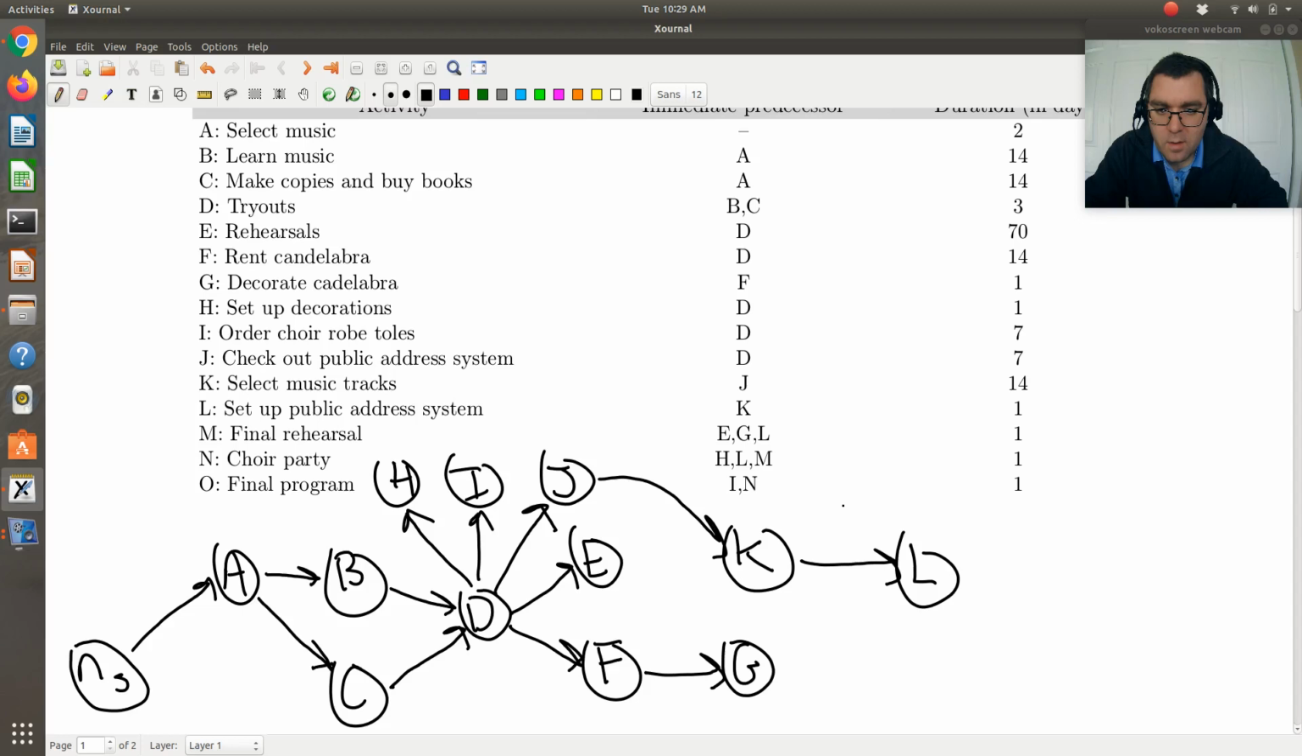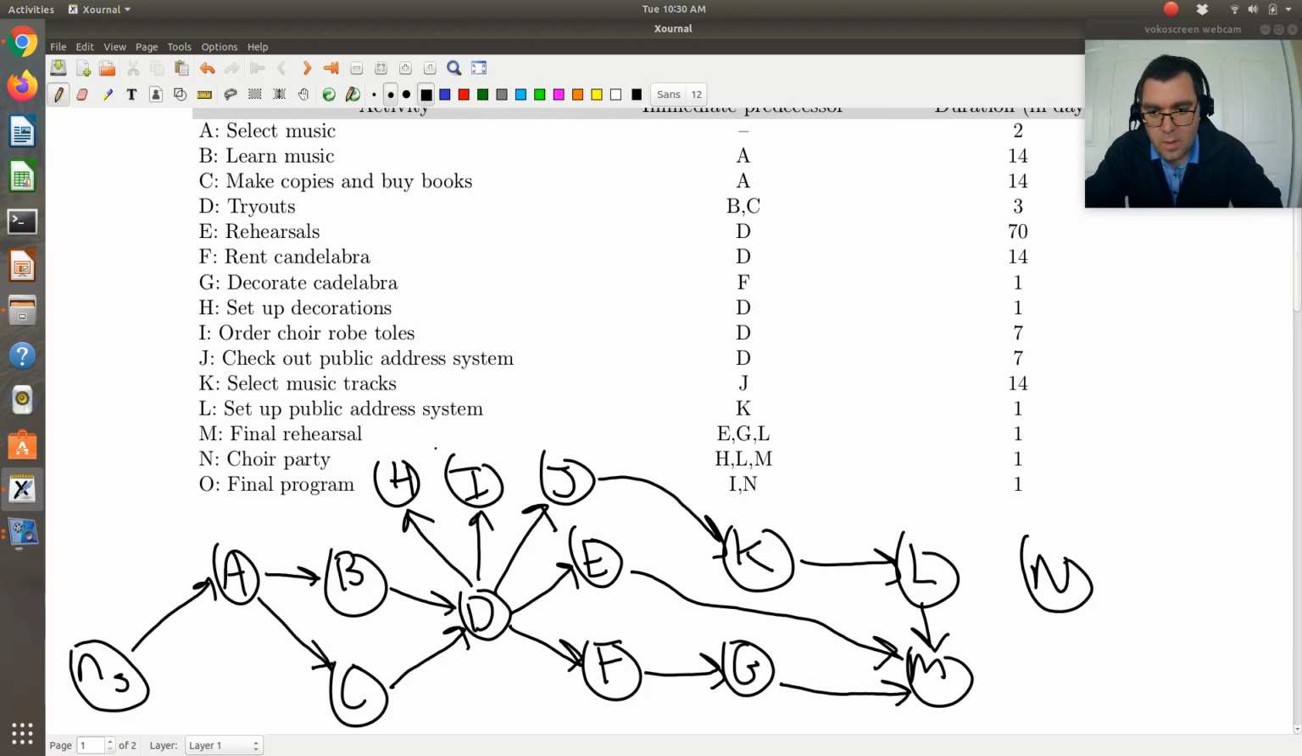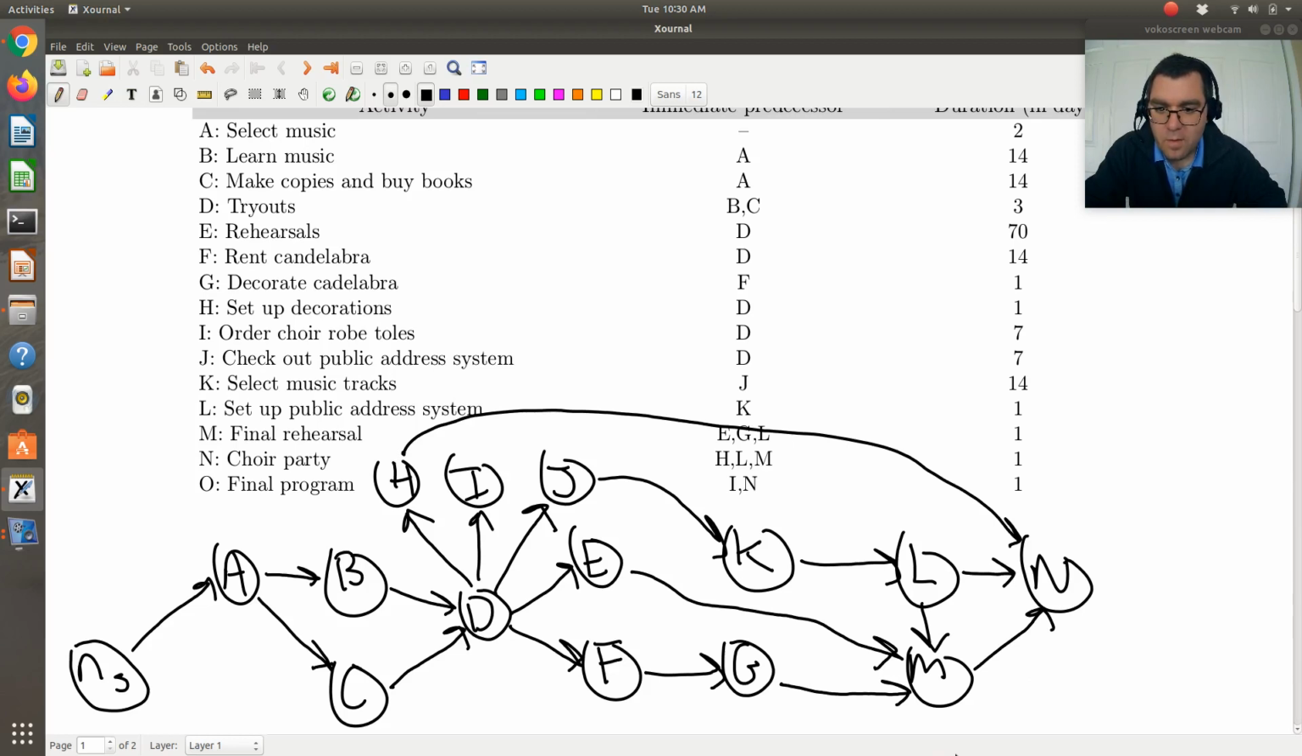Then M is going to be dependent on E, G, and L. So let me write M here. This is going to be complicated. M is dependent on G, L, and E. N has a precedence of H, L, and M, so I'm going to have this long path from H, L, M, then the final program O.